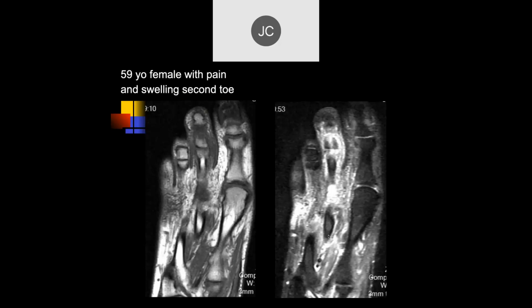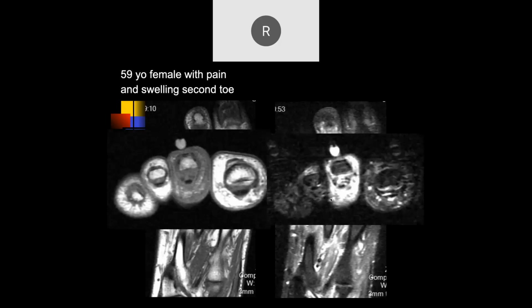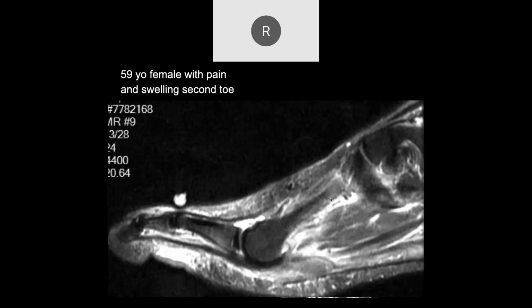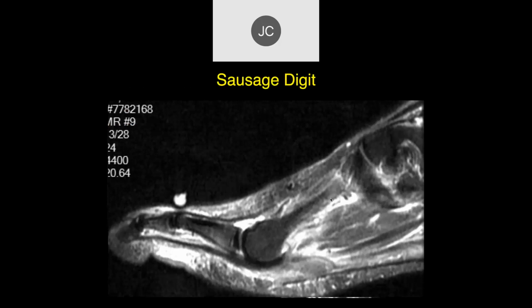All right, so we have a 59-year-old female with pain and swelling of the second toe. It does look like there's some soft tissue swelling about that second digit and edema. Right. And then this was another, it's also called a sausage digit, another case of psoriatic arthritis.